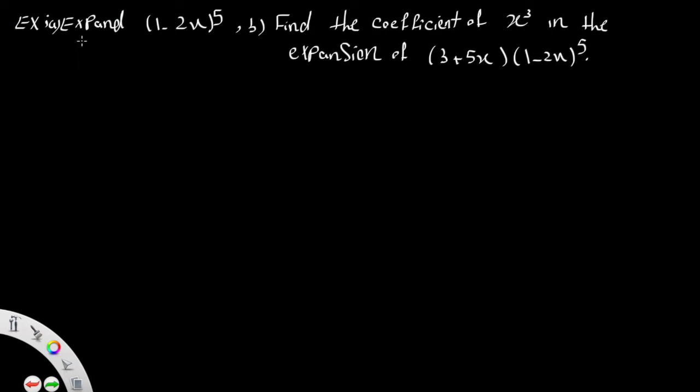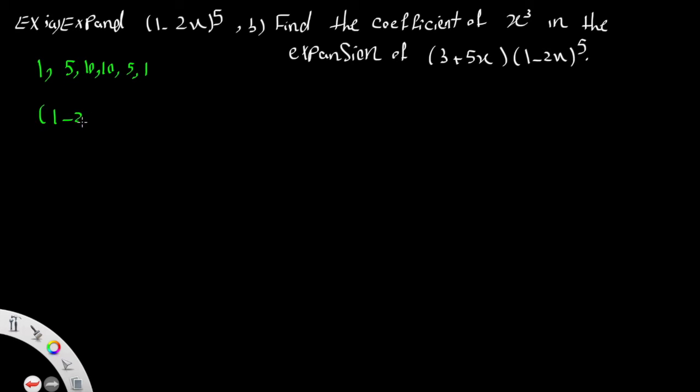Next example: expand (1 − 2x)^5. Part B, find the coefficient of x³ in the expansion of (3 + 5x)(1 − 2x)^5. From the triangle, we already know that the coefficients for (a + b) to the power of 5 are 1, 5, 10, 10, 5, and 1.